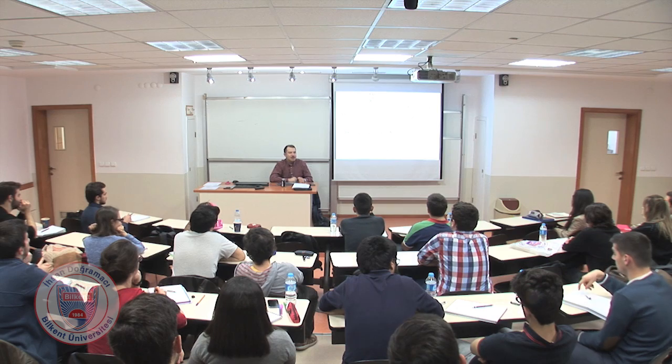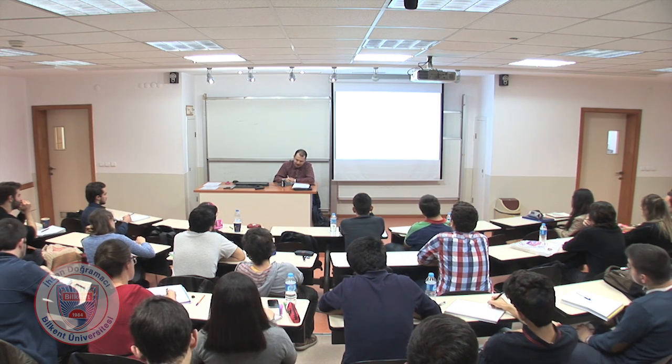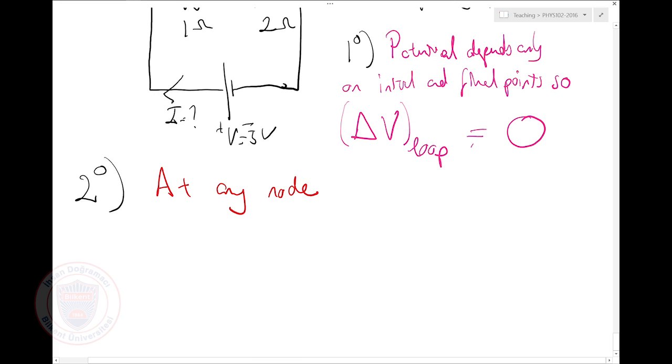So I can state, at any node. What's a node? A node is where more than one conductor, more than one wire meets. It may be a triple node, it may be a quadruple node. There may be many wires crossing. Incoming current sum must be 0.